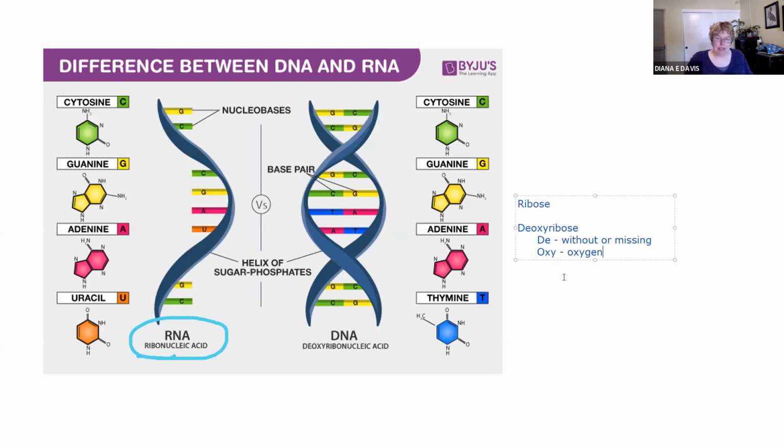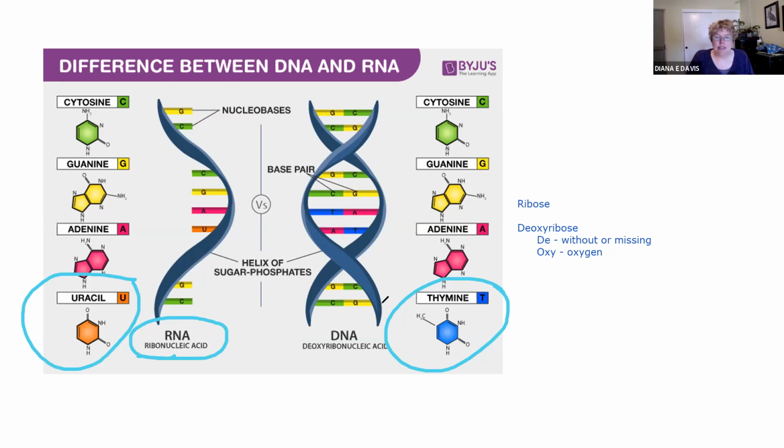RNA is organized similarly to DNA. There is a backbone made of alternating sugar phosphate groups, and there are bases that contain nitrogen. In RNA, you'll see cytosine, guanine, and adenine, just like DNA. But instead of thymine, RNA uses the base uracil. So that is one difference between DNA and RNA.